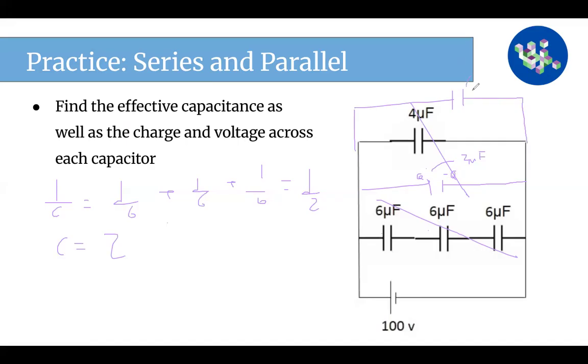So it has 6 microfarad. Now that means that the effective capacitance we solved for is 6 microfarad. Now, what is the charge and voltage across each capacitor?